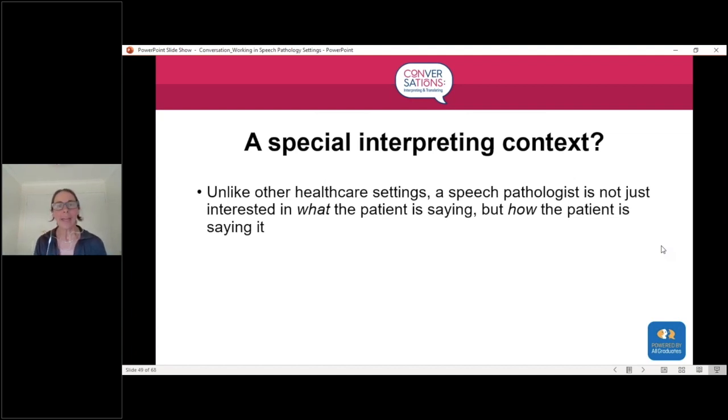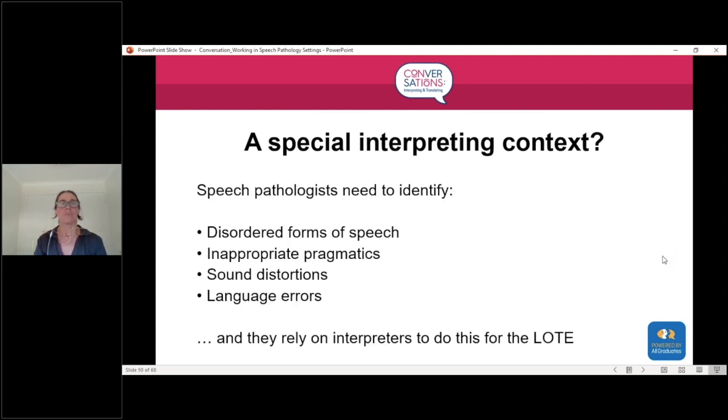So unlike other healthcare settings, like when you see a podiatrist or a dentist, a speech pathologist isn't just interested in what the patient is saying, but how the patient is saying it. It's almost more important in some ways. So speech pathologists need to be able to identify: are there disordered forms of speech, inappropriate social skills, sound distortions?